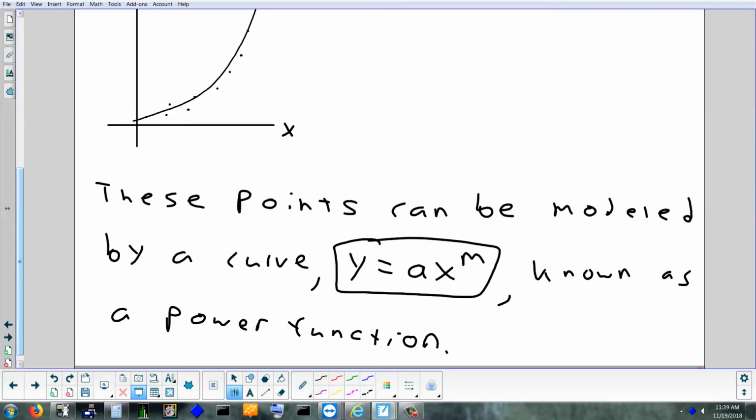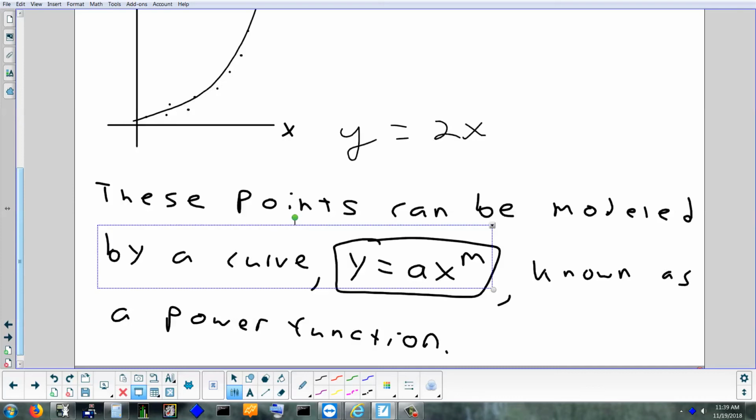The calculator will tell you the A, and it'll tell you the M. So if A was 2 and M was 3, your final answer would look like this, 2x cubed. Okay, but the calculator will tell you A and M. Now, the calculator might use different letters. It doesn't matter what the calculator calls them. It'll tell you the number in front, and it'll tell you the exponent. Whatever it wants to call them.